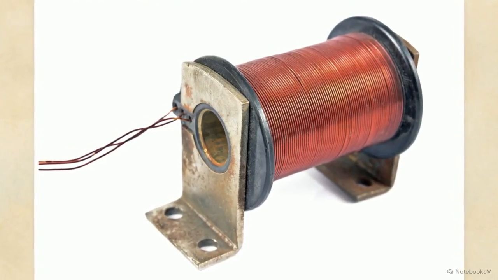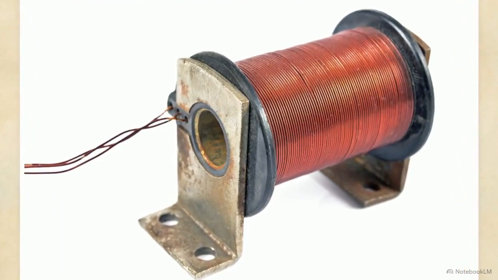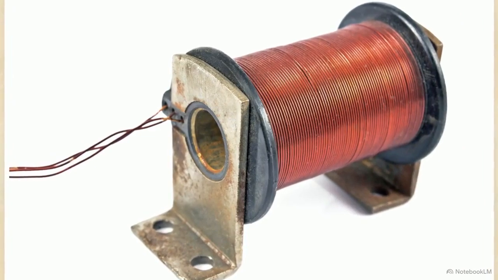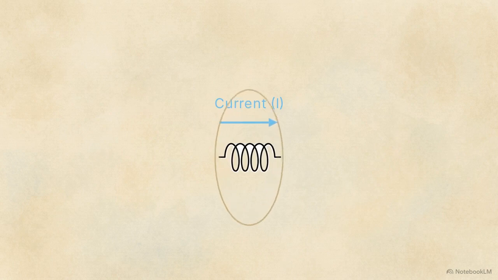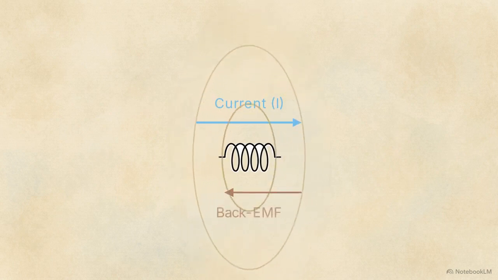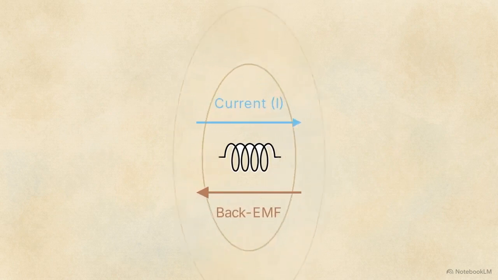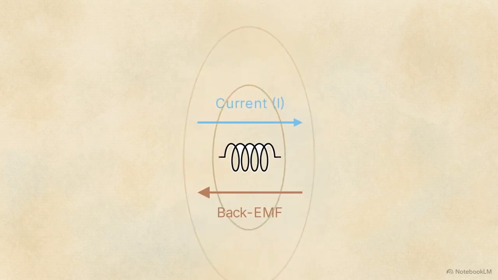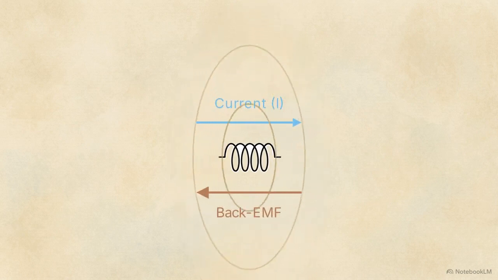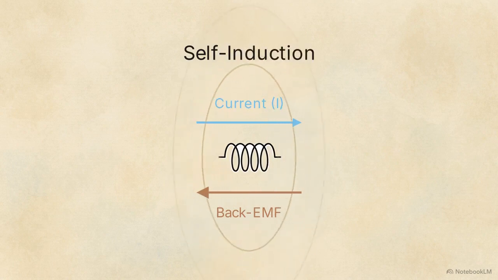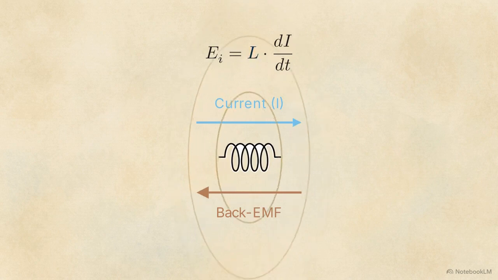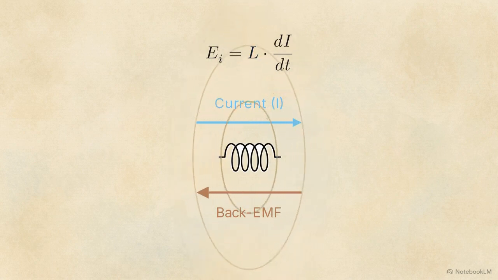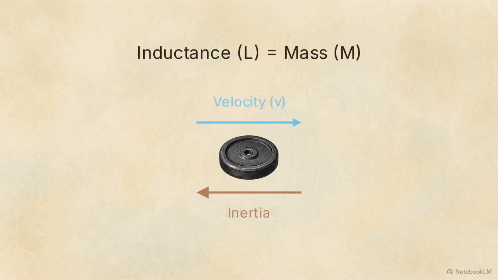A steady electric current flowing through this tightly wound copper solenoid creates a steady magnetic field around it. When that current changes, the magnetic field changes with it. This fluctuation induces a counterpressure in the wire, a back electromotive force that actively opposes the change in the current. This property is called self-induction. The opposing voltage equals L, the self-inductance of the coil, multiplied by the time rate of change of the current. In mechanical terms, inductance is exactly equivalent to mass.